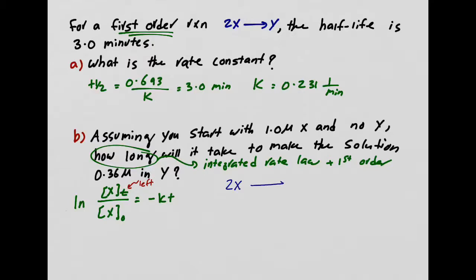Now, what I have here is 2x going to y. At time 0, at the very beginning, what do I have? How much of x do I have? I have 1.0 molar x, and I have none of the y. Okay, you following me so far?